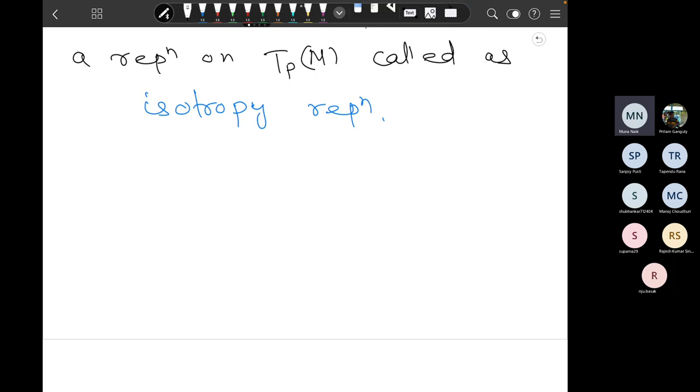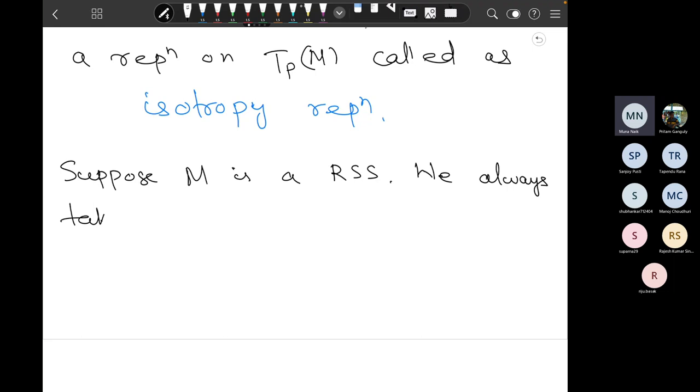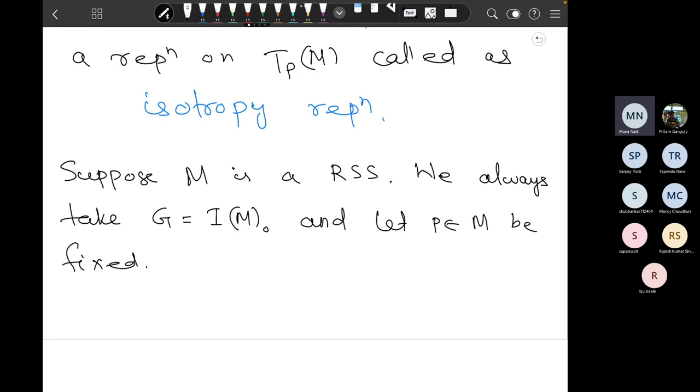So now suppose M is a Riemannian symmetric space. Now I come to the Riemannian manifold. We always take G to be the connected component of I(M), and H to be K. Let p belong to M be fixed. So take H equal to K, which is the stabilizer of p inside G. And this is compact, as we have seen.